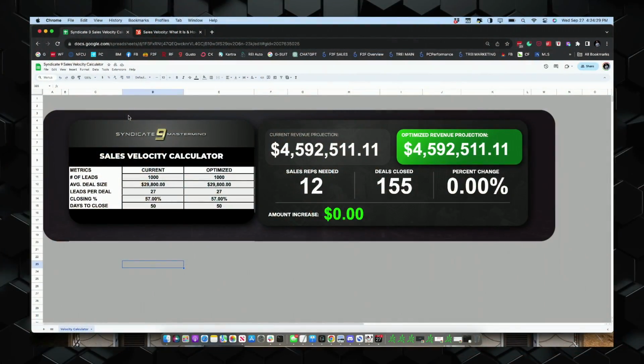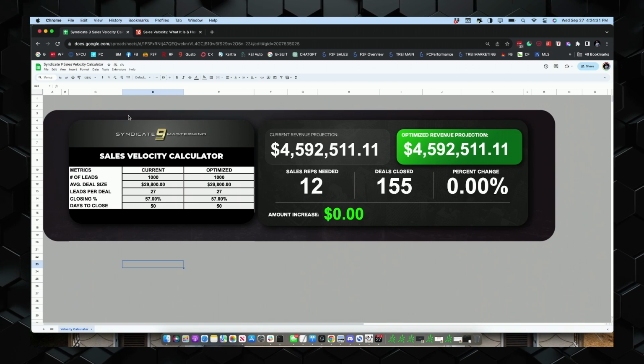I'm actually going to take you into this calculator right here. It's a sales velocity calculator, and it's going to show you exactly what the importance of leads per deal is to your overall revenue, your top line revenue. And I'm going to talk about 4-5 different ways you can optimize that specific KPI, so you can go out and generate more revenue. So let's get into it.